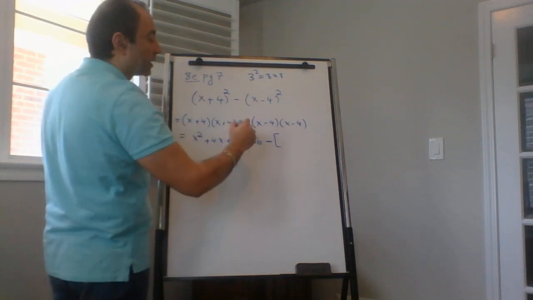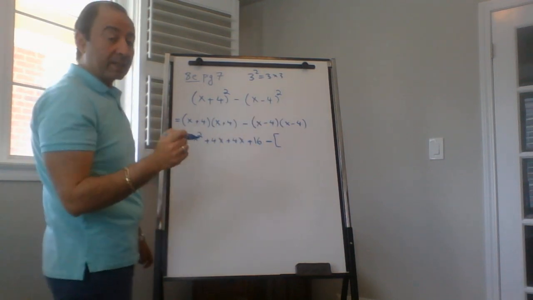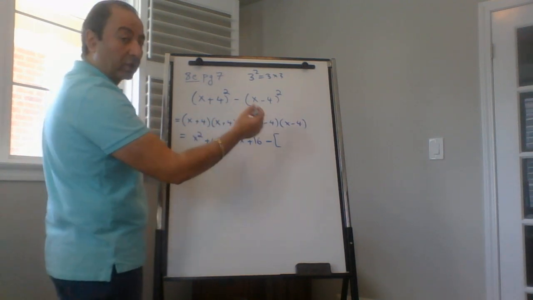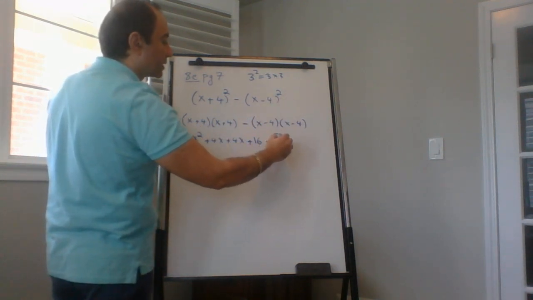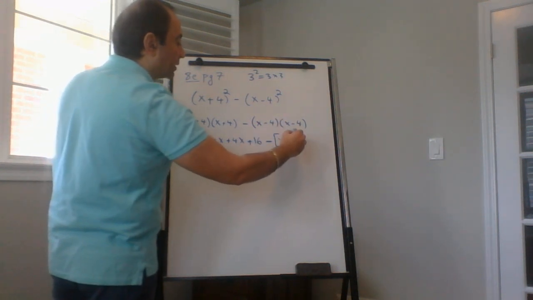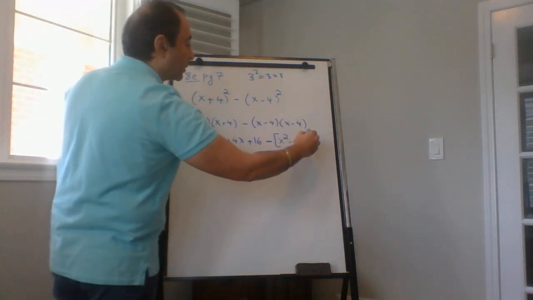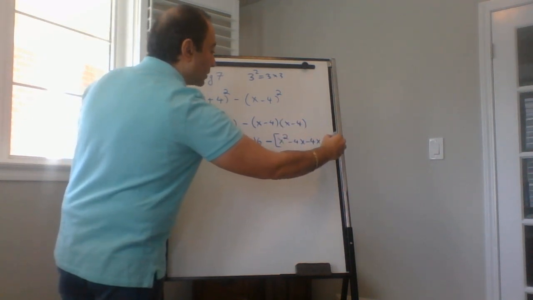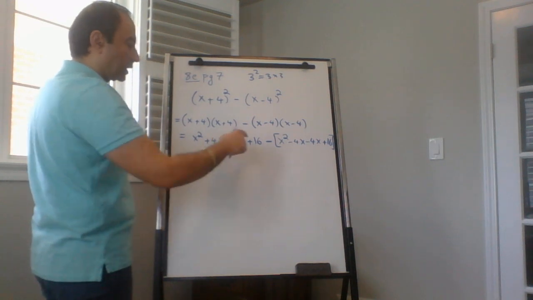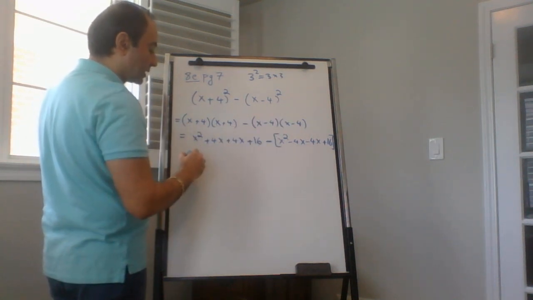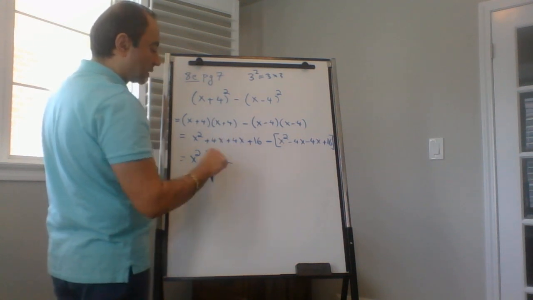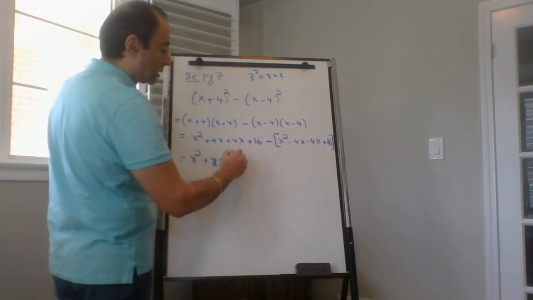So then I will FOIL this. You know, BIDMAS, we multiply and we subtract at the end. Order of operation. So first times first is x squared, outer, minus 4x, inner, another minus 4x, last is 16. Now, we can distribute this negative. I will combine those together. So 4x plus 4x is 8x plus 16.